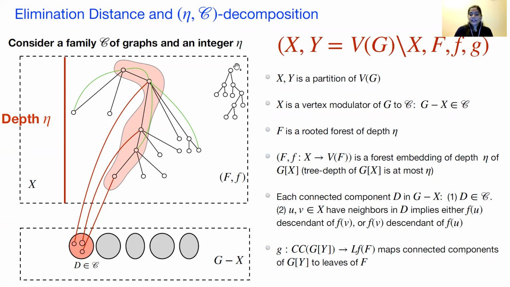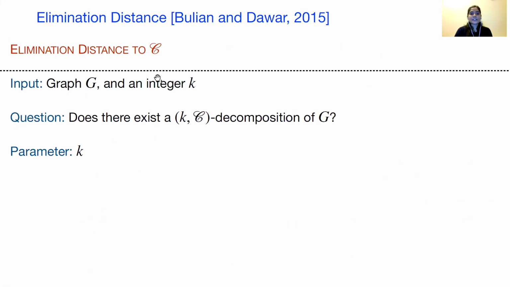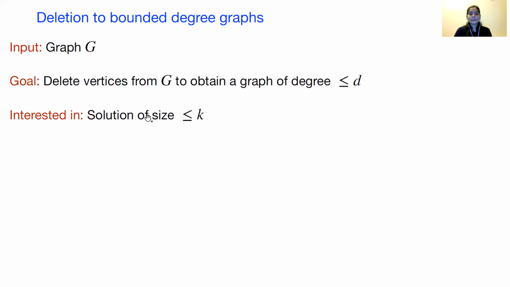Okay. So now we can define our problem, elimination distance to graph class C, as follows. As input, we are given a graph G and an integer k. The question is, does there exist a k-C decomposition of G? And now we consider elimination distance as the parameter. Let's go back to our problem, deletion to bounded degree graphs, where we wanted to delete vertices to obtain a graph of degree at most d. And suppose our parameter is the solution size, which is the number of vertices which we are deleting.